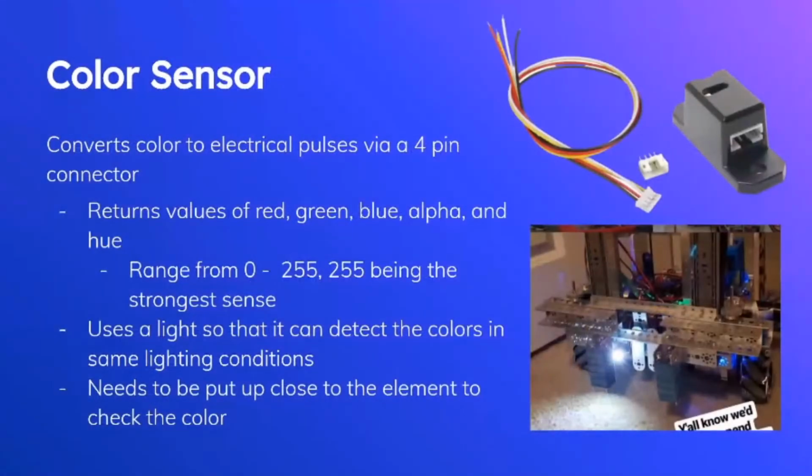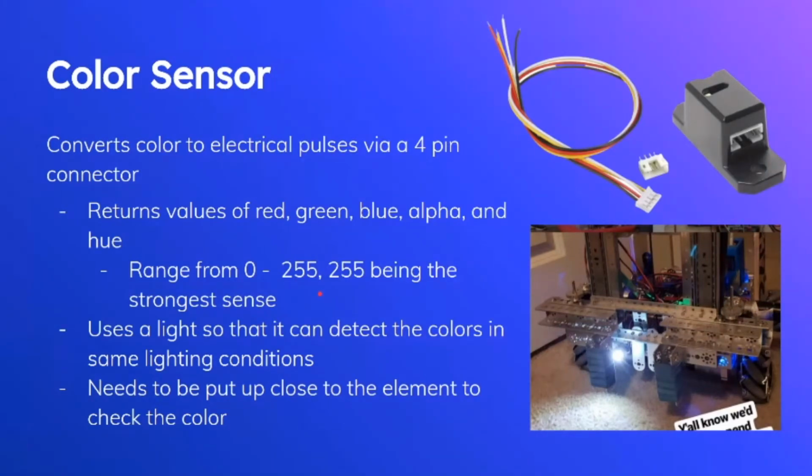Next, we have the color sensor. It converts color to, again, pulses, but this time with a 4-pin connector, and it's the same idea, just sending signals to our hardware controller. It returns values of red, green, and blue. There's also alpha, which from my understanding is like transparency, and hue. It ranges from 0 to 255, with 255 being the strongest sense. So if for red it reported 255, that means whatever we're looking at is super red.